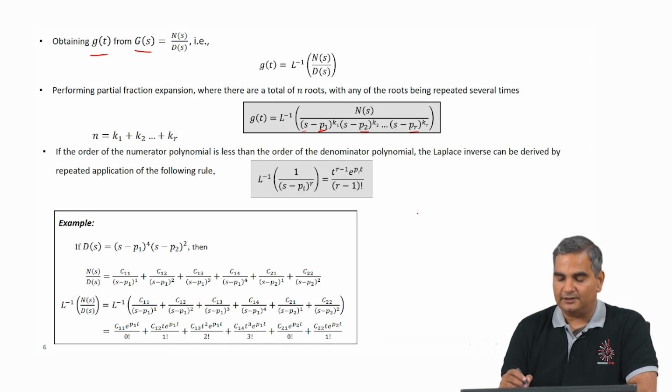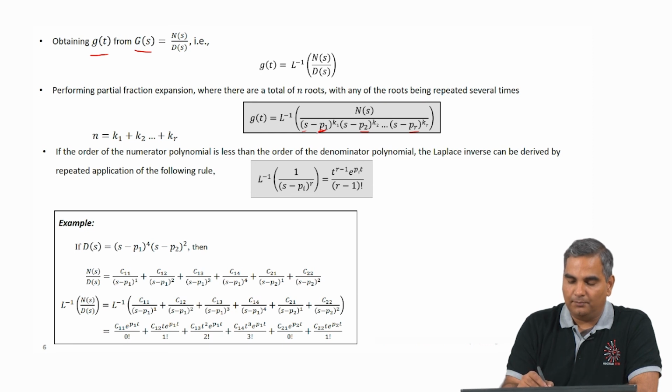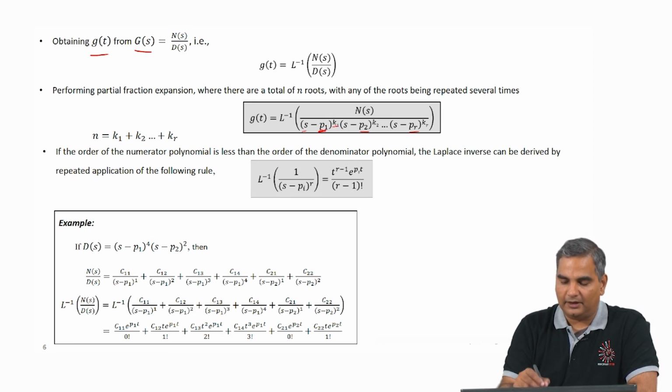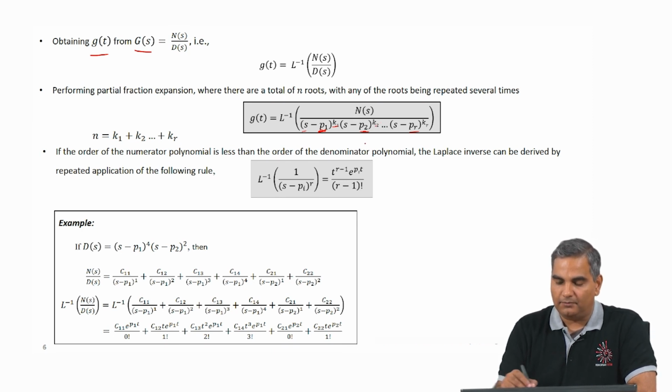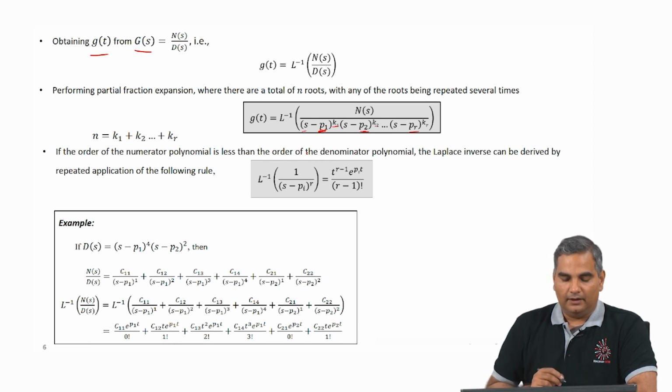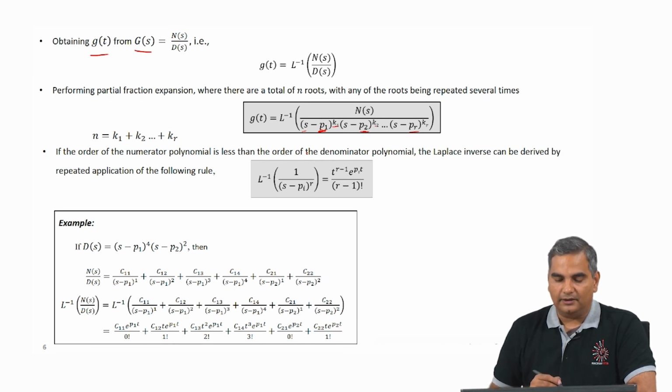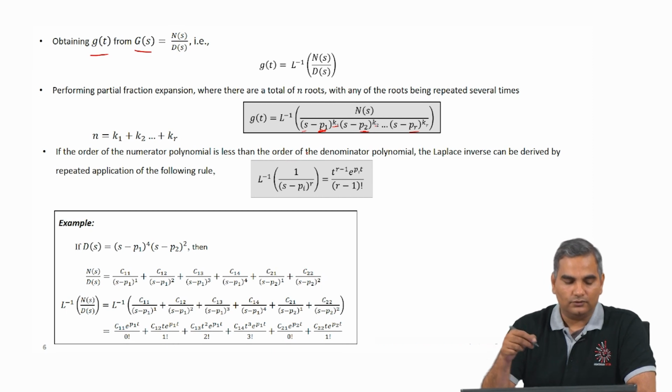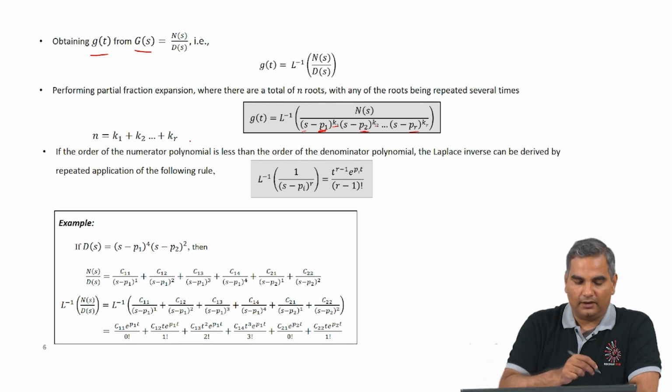So, we generalize this by saying, let us assume a pole p1 is repeated k1 times, pole p2 is repeated k2 times and so on. If that is the case, then the denominator polynomial can be written as (s minus p1) power k1 times (s minus p2) power k2, all the way up to (s minus pr) power kr. The important thing to notice here is there cannot be more than n roots. So, k1 plus k2 all the way up to kr has to be n.